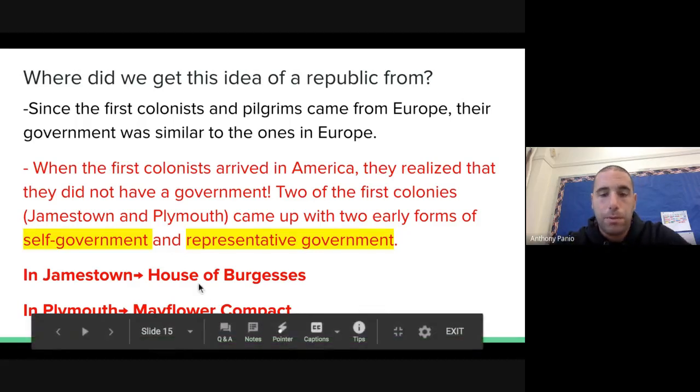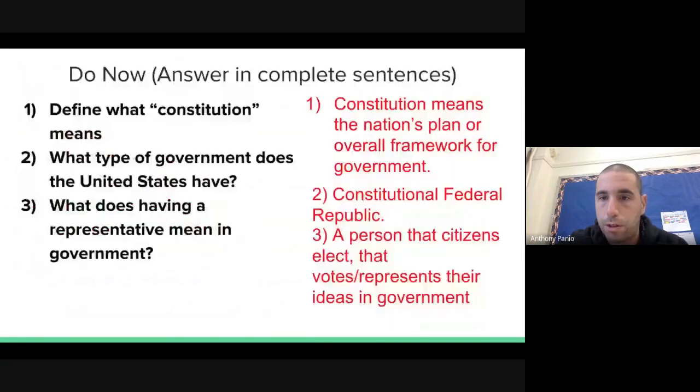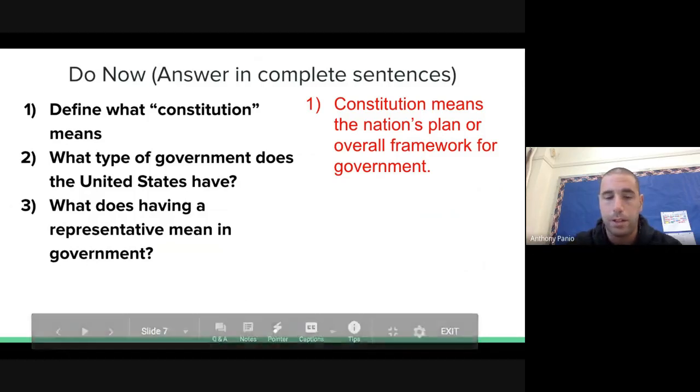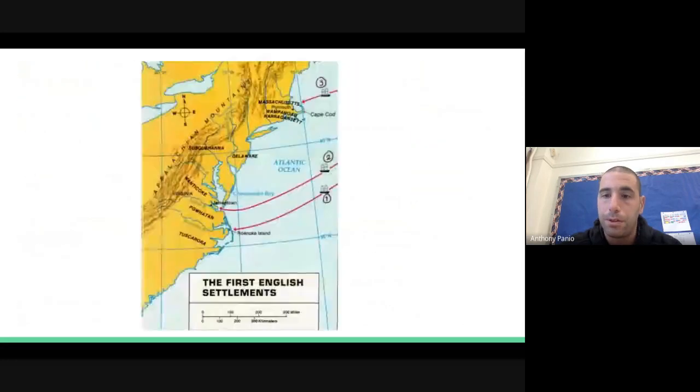In Plymouth, on the Mayflower, which was a ship that came from Great Britain and came to Plymouth, Massachusetts. On the ship, the new colonists came over and they created a constitution. So I'm just going to go back really quick so you see. A constitution was the nation's plan or overall framework for government. So they're going to write down and sign what the rules and regulations will be in Plymouth.